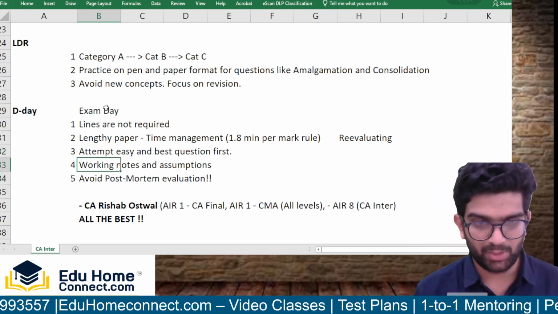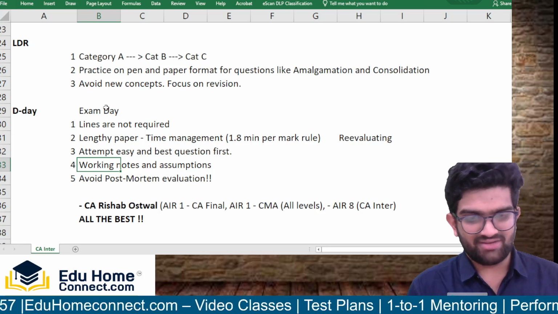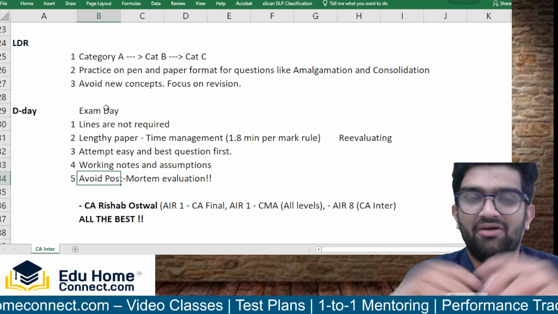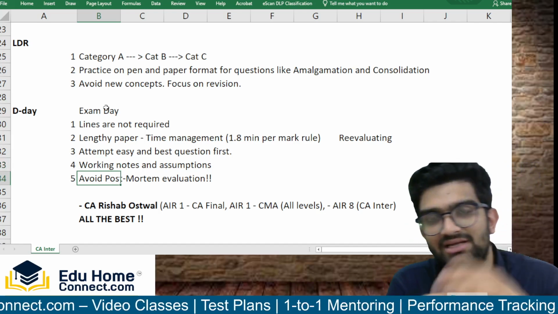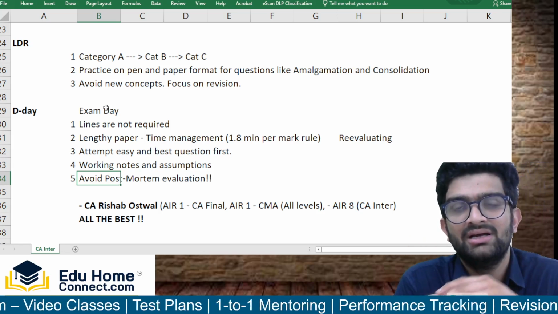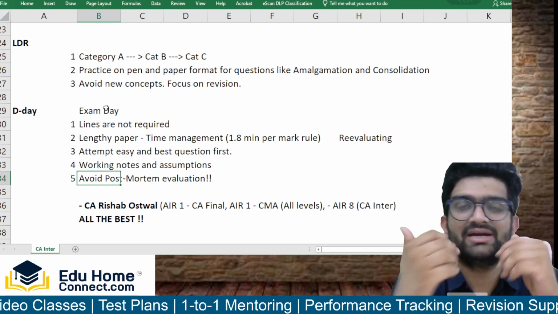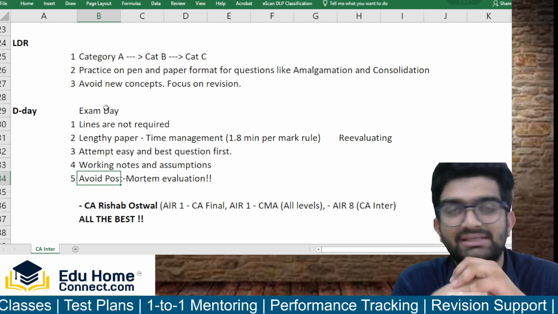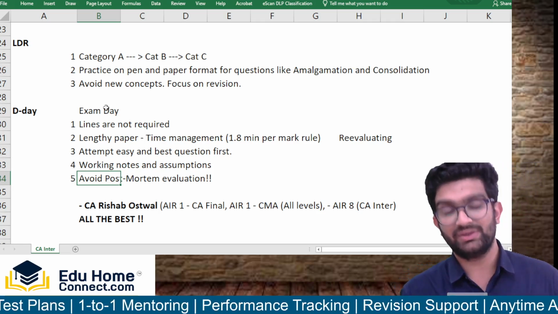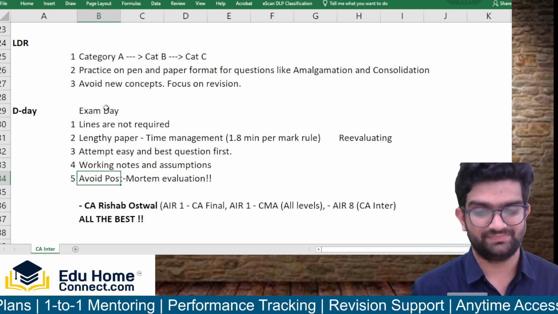We have already talked about working notes and assumptions. Finally, avoid post-mortem evaluation. Now, what is post-mortem evaluation? People often, once the exam is done, come and discuss the answers with their peers. They discuss the answers with the faculties, or they try to see what was answered by looking at the material. Now, this is not at all recommended, because this would again create unnecessary panic in you.